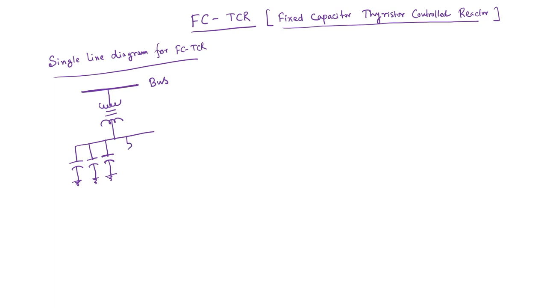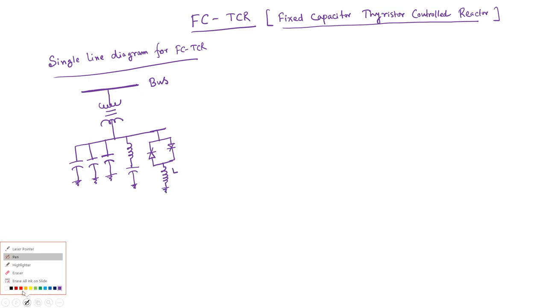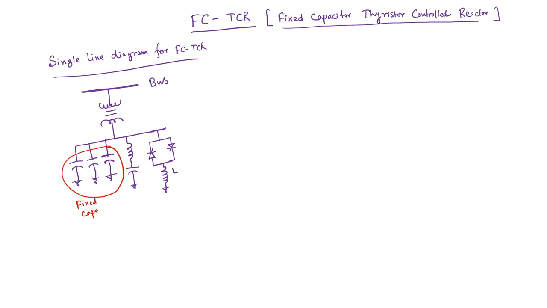Then we have LC filter. Then we have this TCR unit, and you know the TCR unit consists of a bidirectional switch like this. It could be thyristor, it could be any other semiconductor switch, and we have a reactor like this. Okay. So, here this is basically the fixed capacitor. This is, as you know, the step down transformer.